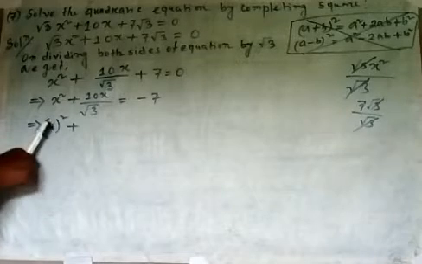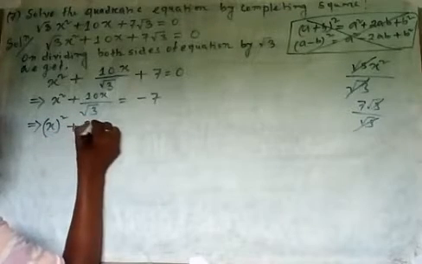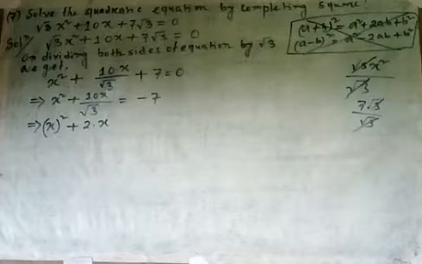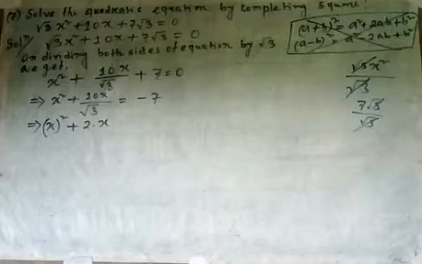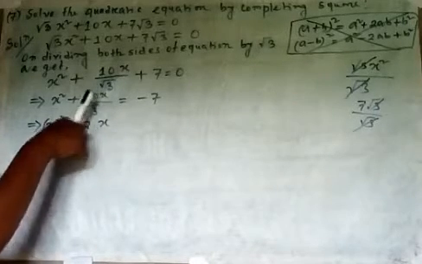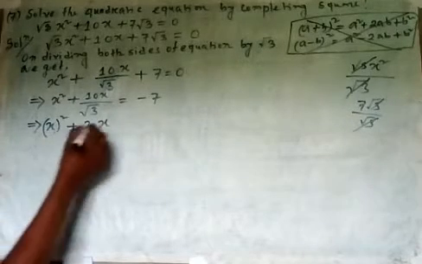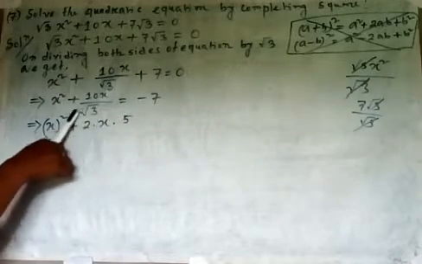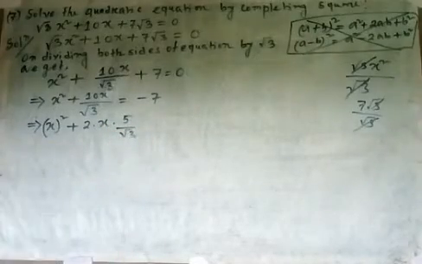A square, a means we have considered x. A square plus 2ab, a means x. Now b will be what? Look. What is this? 10x. We got 2x. How many x remain? 5x remain. So 5, and the denominator is root 3. So 5 by root 3.